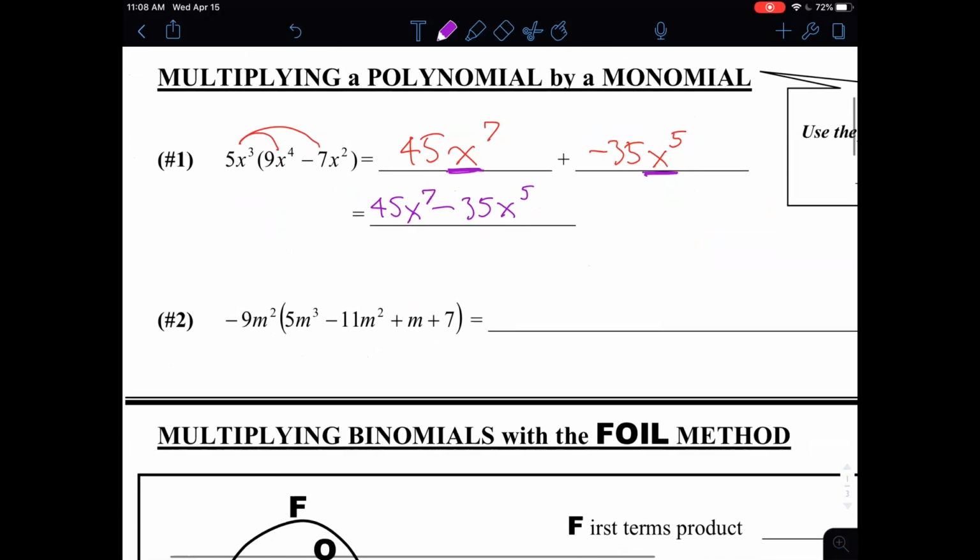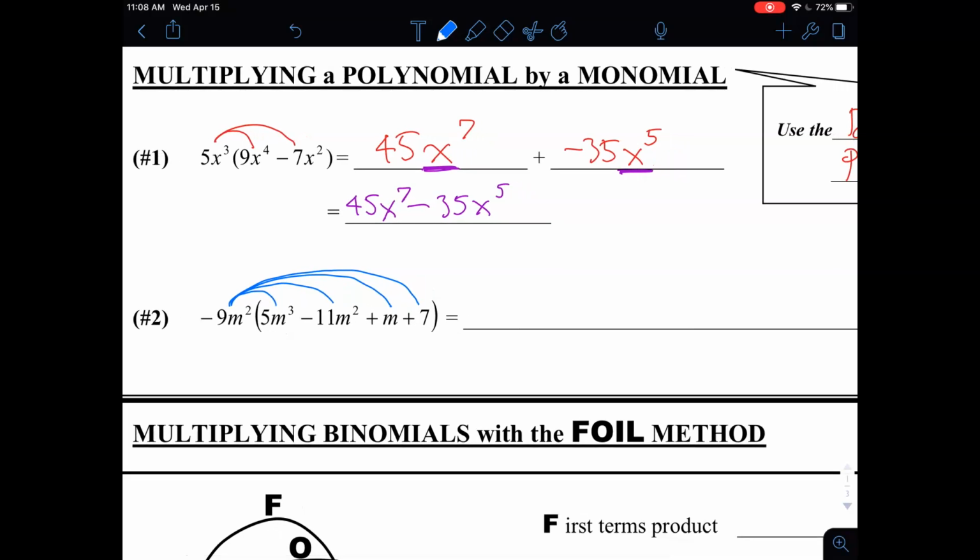All right, number 2. Again, we're multiplying negative 9m squared times all this stuff over here: 5m to the third, negative 11m squared, m, and 7. What is negative 9m squared times 5m to the third going to be? Well, negative 9 times 5 is negative 45. And m squared times m to the third is m to the 5th.